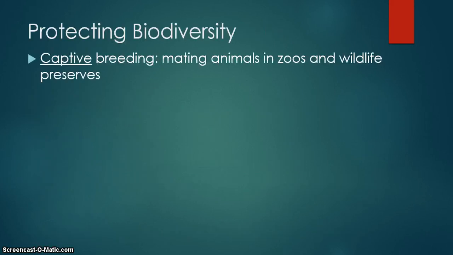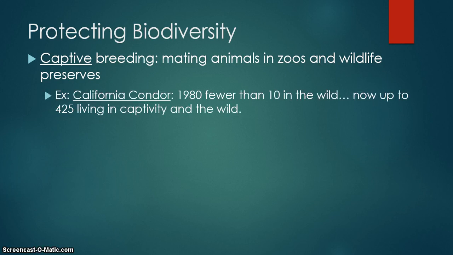So we need to protect biodiversity. One way that's done is through captive breeding, which is mating animals in zoos and wildlife preserves. For example, the California condor, as of 1980, there were fewer than 10 in the wild. Now the population is up to 425 individuals living in captivity and in the wild.